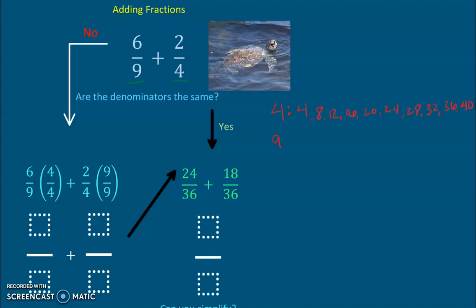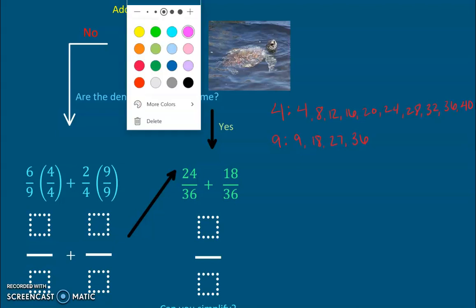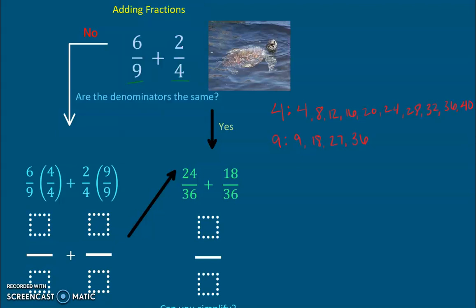Next, I'm going to make my multiples of 9. So I have 9, 18, 27, 36. And I'm going to stop here because, let me grab a highlighter real quick. Because I've got 36 here and 36 here. So they both have 36 as common multiples.